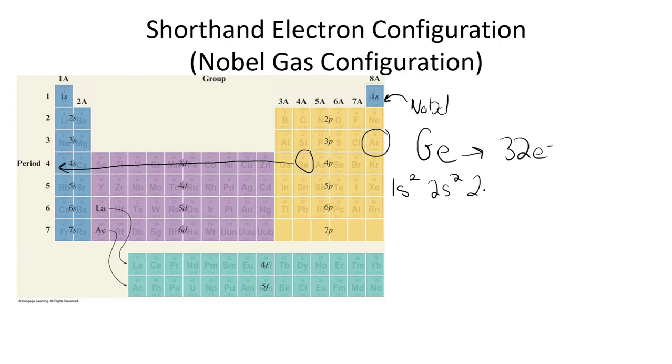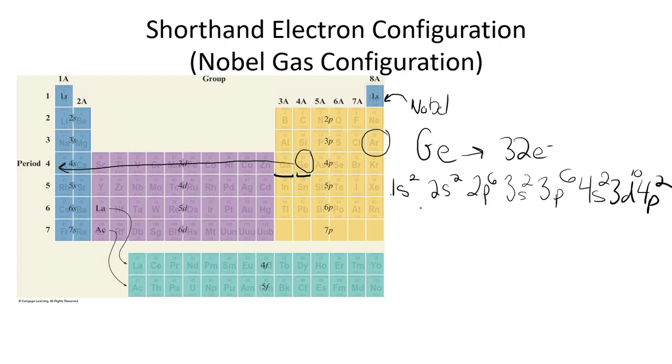2s2, 2p6, 3s2, 3p6, 4s2. After 4s2 comes 3d10, and then 4p, and notice there's only 2 electrons in 4p, so it's partially filled.